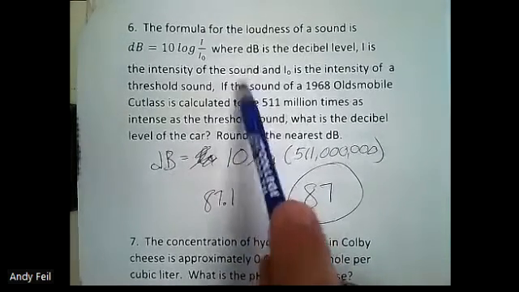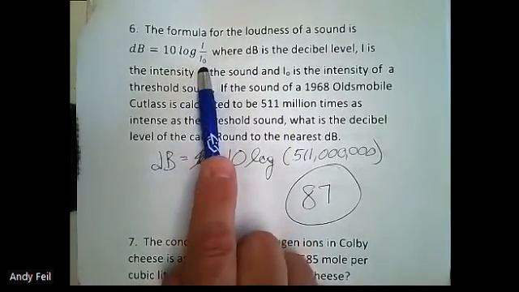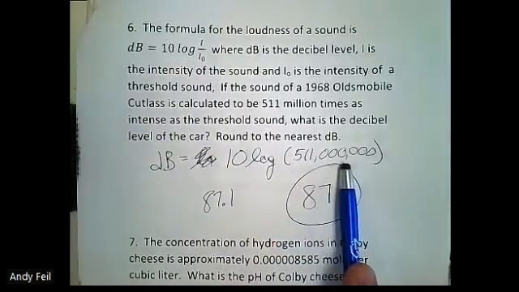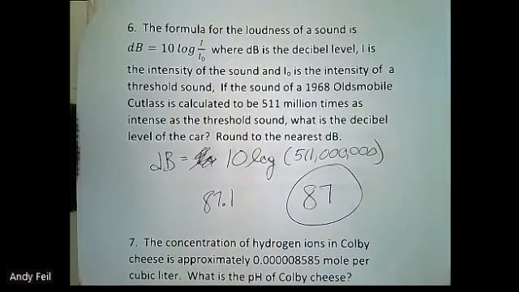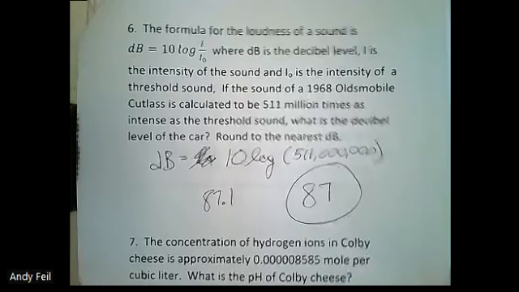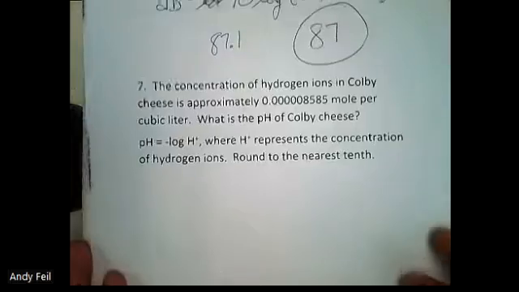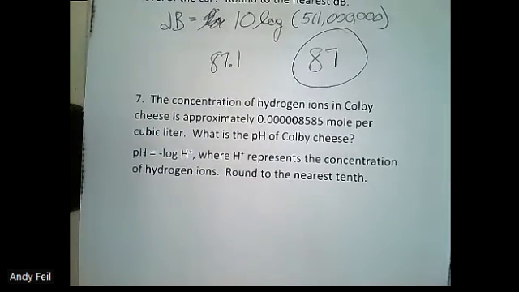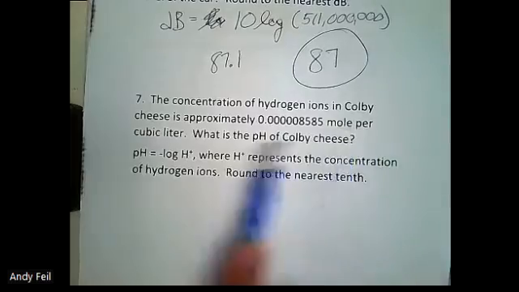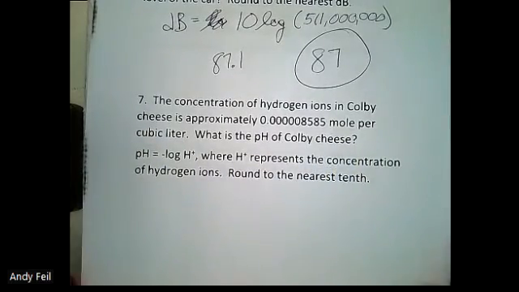Even though this is a big, ugly story problem, is it really just typing something into a formula? It really is. And by the way, it says divided by I sub O. Why didn't I divide 511 million by 1? It's the same thing, right? So you don't really have to. Just like number 7. The concentration of hydrogen ions in Colby cheese is approximately this number, moles per cubic liter. What's the pH of Colby cheese?